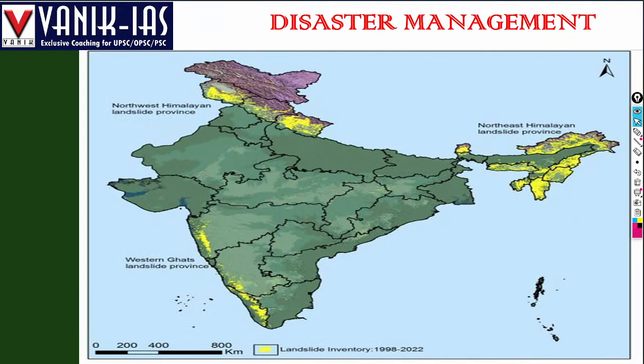Now see the landslide prone areas. The areas where landslides normally occur are the northeastern states, the upper Himalayan region, and the Western Ghats. These are the major prone areas. Other areas may have very slight or no landslides, but these are the major areas because of the geographical terrain, so they are more prone to landslides.